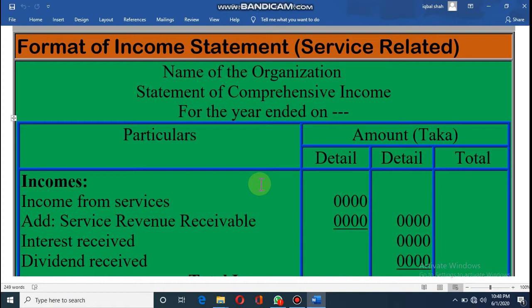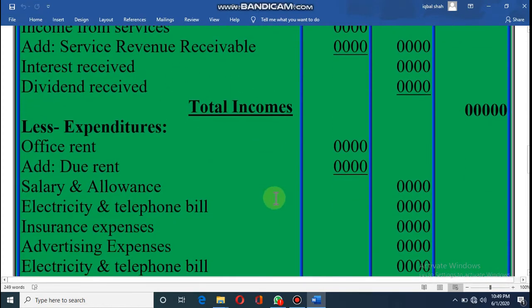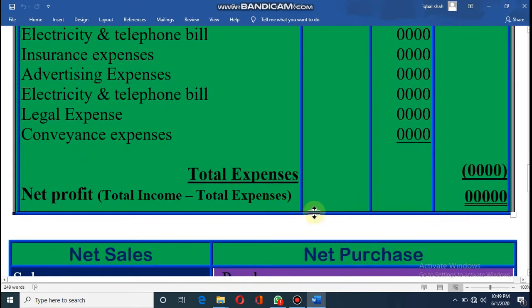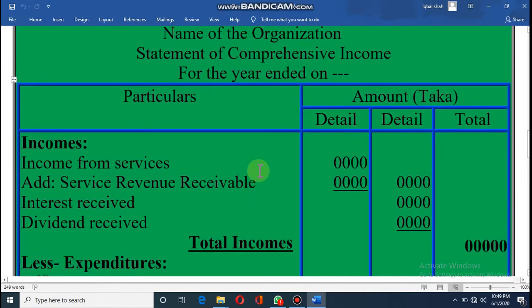Dear student, in a service related organization you know there are only two steps. In the last class I discussed this in detail. From income we have to subtract the expense, then you will find the profit. Look at income, then total income, then total expense, then you will find the profit. Dear student, look at some example income.